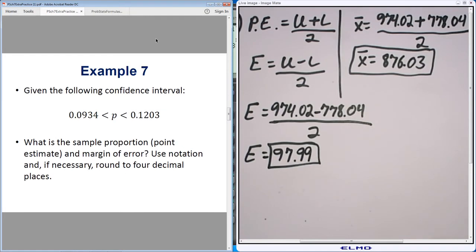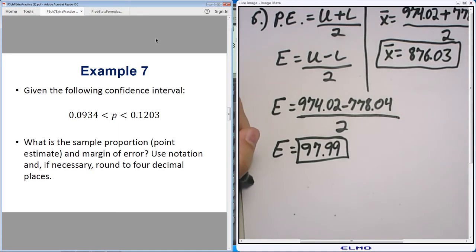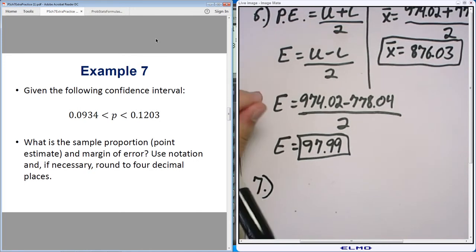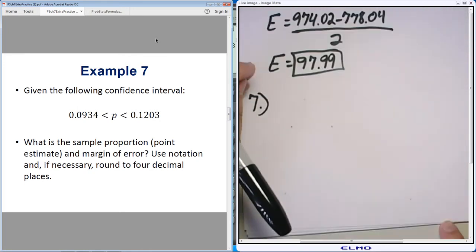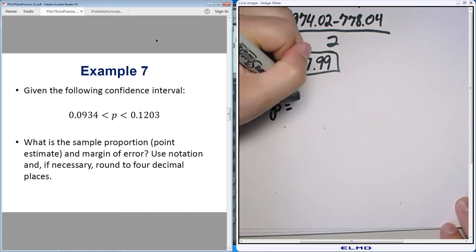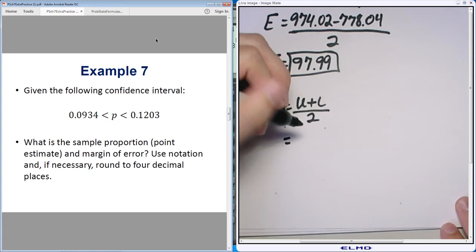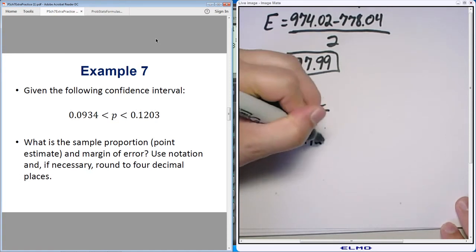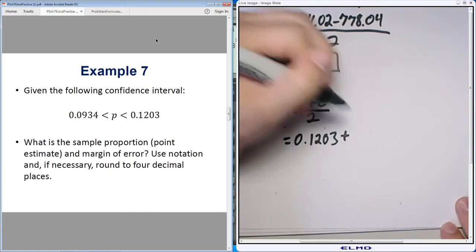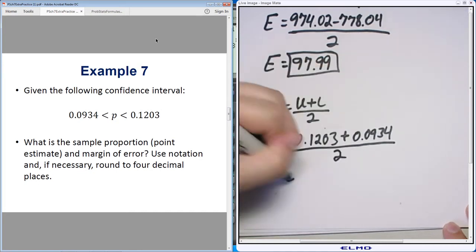Here comes number 7. This time I'm given another confidence interval. This one is for proportion. That's why there's a lowercase p in it in the middle. What's the sample proportion? Again, that's the point estimate and the margin of error. Use notation. All right, so for the sample proportion, that's p hat. Again, I'm going to take the upper plus the lower and divide by 2. So if I do that, my upper number, 0.1203, plus the lower number, 0.0934, divide by 2. Let's see what we get.